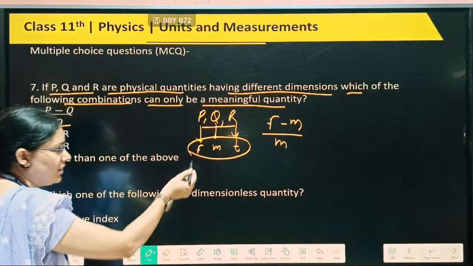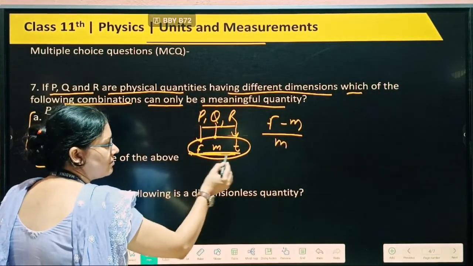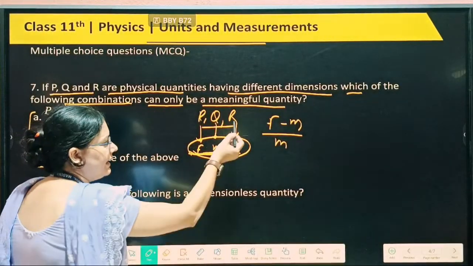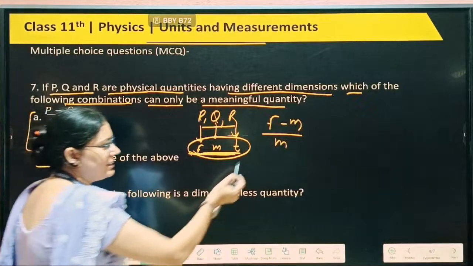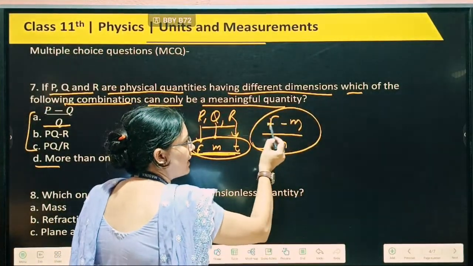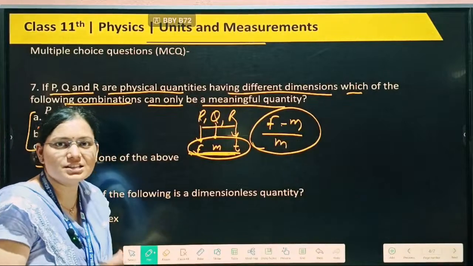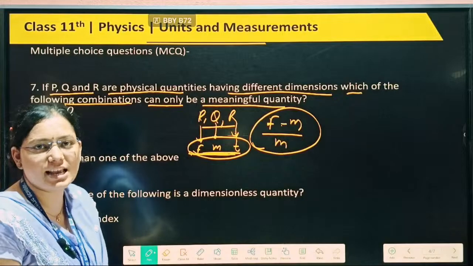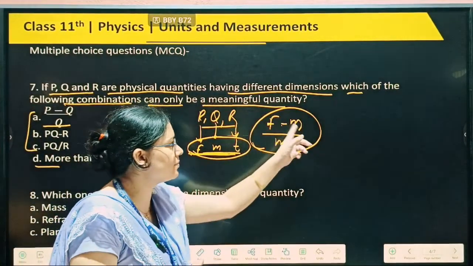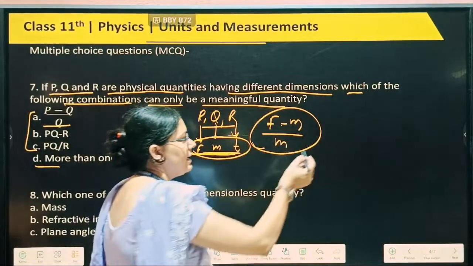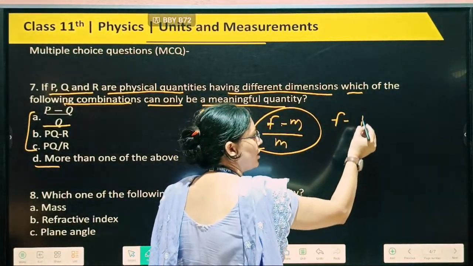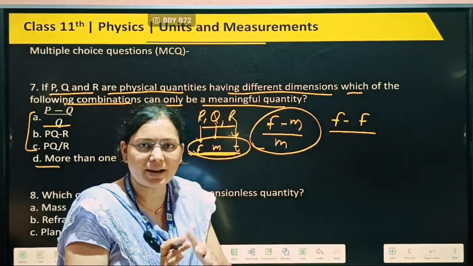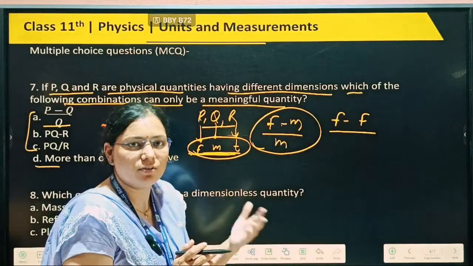Let me assume P stands for force, Q stands for meter, and R stands for time. Can you subtract force minus meter? No. For subtraction and addition, both must have the same dimension, then only we can subtract. Here, if a force quantity is there, you can subtract force only. Force means Newton. You can subtract Newton from Newton only, then we can solve it.